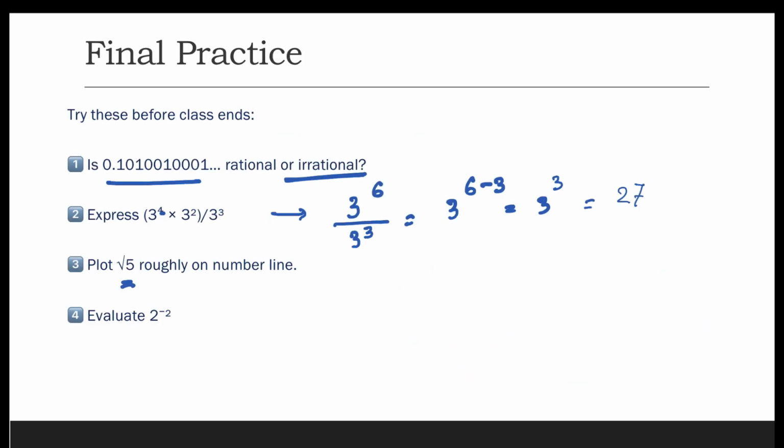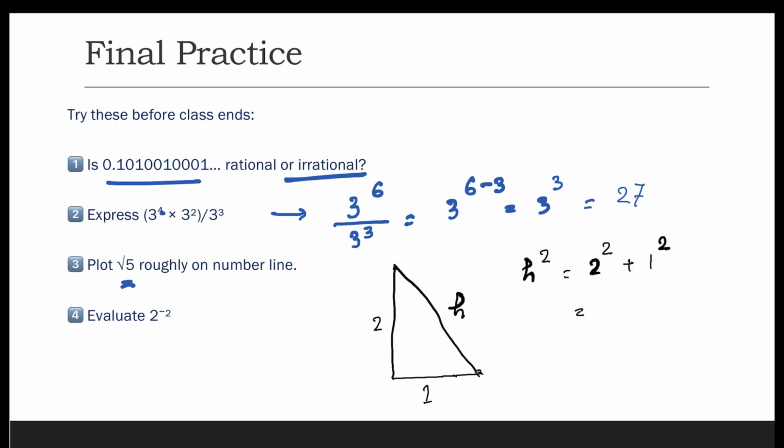What we already saw, we'll take help of geometry. So we draw a right angle triangle. This side is 2, this side is 1. This side is my hypotenuse. So h square will be equal to 2 square plus 1 square. 2 square is 4 plus 1 square is 1. h square equal to 5. So h will be square root of 5.